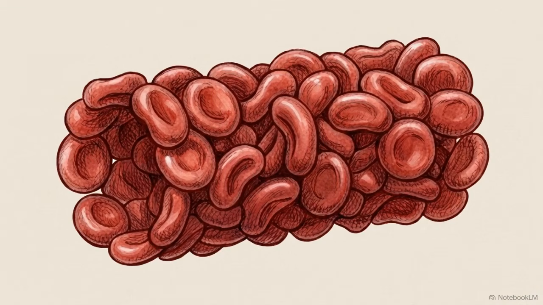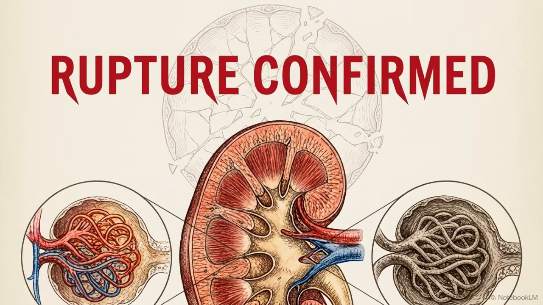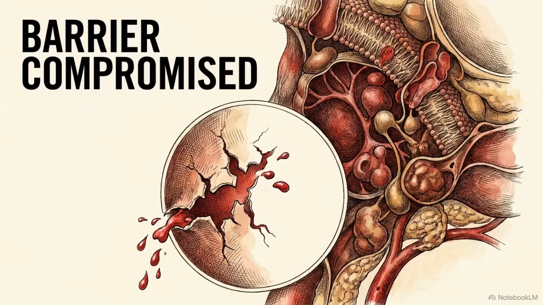Under a microscope, these casts confirm the clinical presentation: hematuria, or blood in the urine, combined with ongoing proteinuria. This specific combination of symptoms is called nephritic syndrome. Nephritic syndrome represents the definitive diagnostic proof of a ruptured, bleeding glomerular barrier.